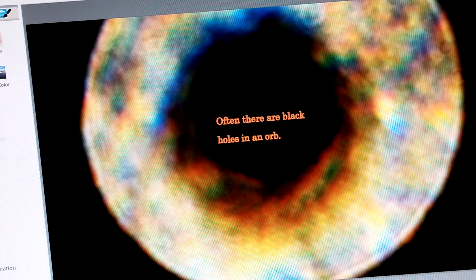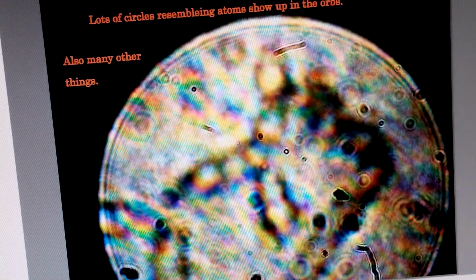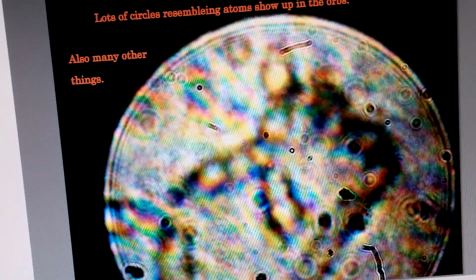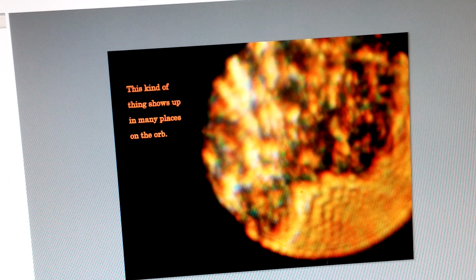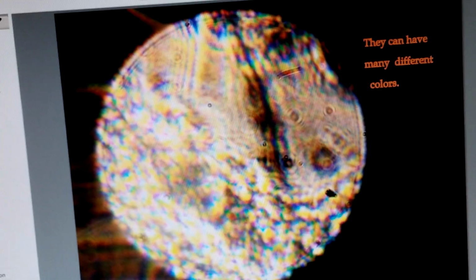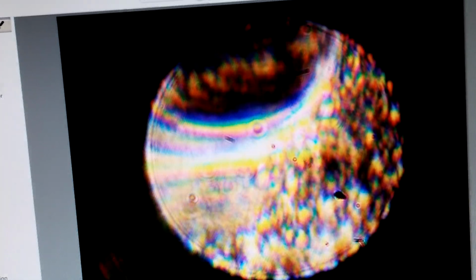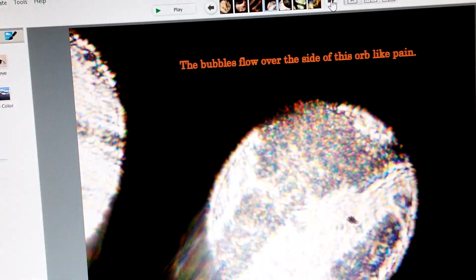Often there are black holes in an orb. Lots of circles resembling atoms show up in the orbs, also many other things. Pockets of darker colored things show up often. This kind of thing shows up in many places on the orb. They can have many different colors. These bumpy things that stay on the orb, and sometimes streak through like this in a line.